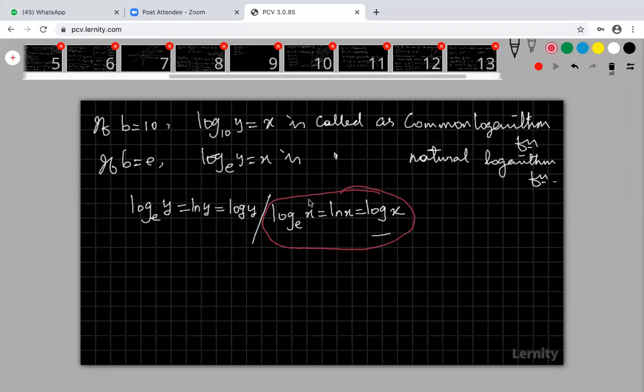Are you clear? Shall we move to the next one? Right, now look at that.